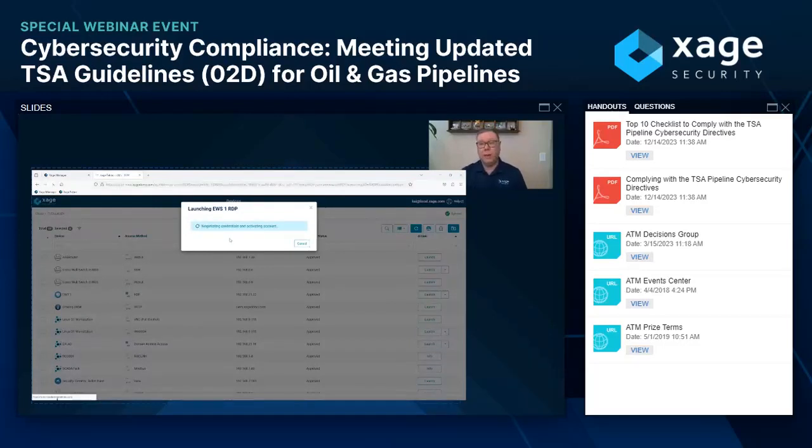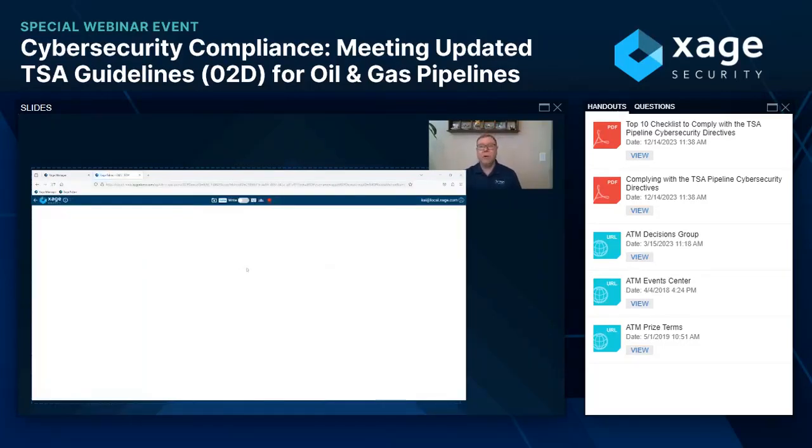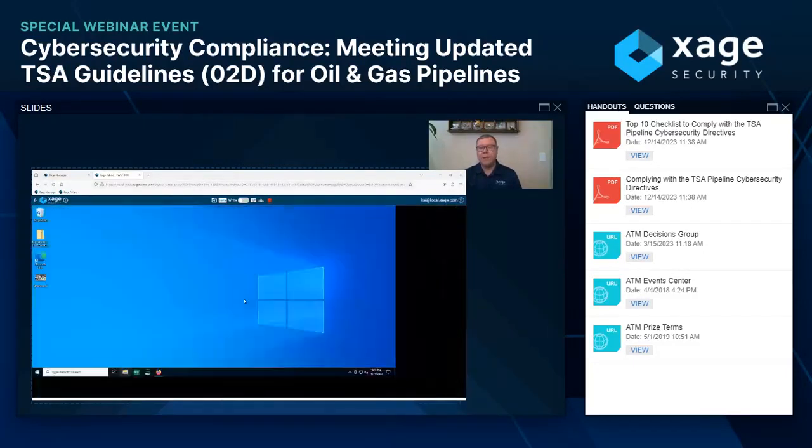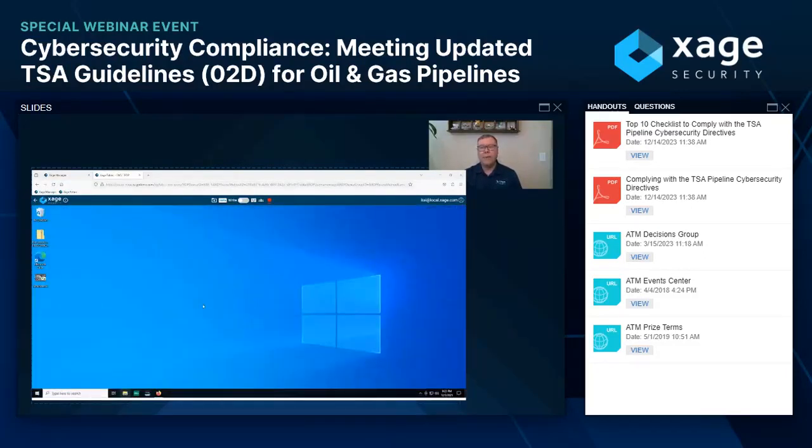And so here we see things like negotiating credentials and activating account. What that means is when this user logged out last, Xage disabled their user account and rotated their password. You'll also notice that screen recording is on. So as this person is working, programming PLCs, doing whatever they need to do, this is being recorded. This is a toggleable feature, meaning you can select what devices and people need to be recorded.